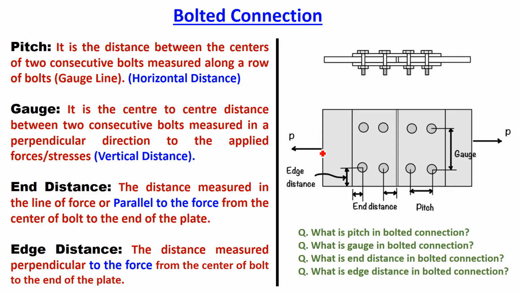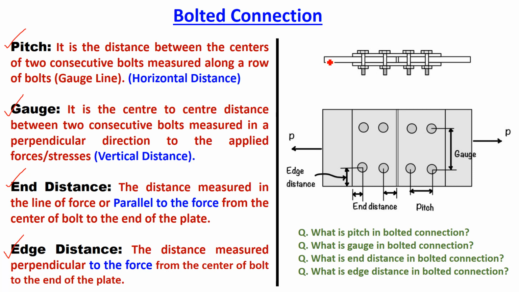Now there are basic terminologies in bolted connections that you must know and understand if you are appearing for an interview of structural engineering, especially for design of steel structures projects. In a bolted connection, there are four important terminologies. Those are pitch, gauge, end distance and edge distance. Now what are pitch, gauge, and these end and edge distances?